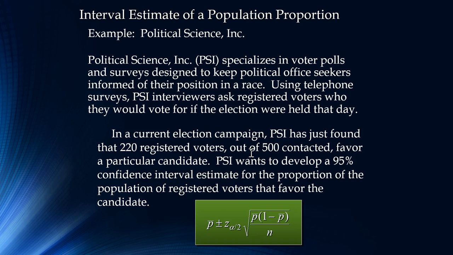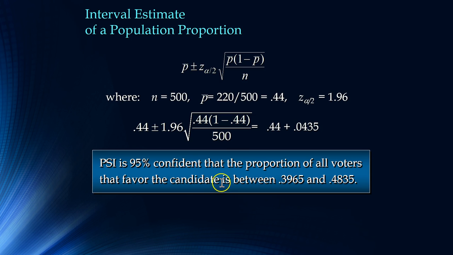At 95%, our z-score is going to be 1.96. And so we're simply going to plug in our information into our calculations here. We've got 1.96, the z alpha divided by 2. We found that the square root of 0.44 times 1 minus 0.44 over 500 is equal to 0.0435.